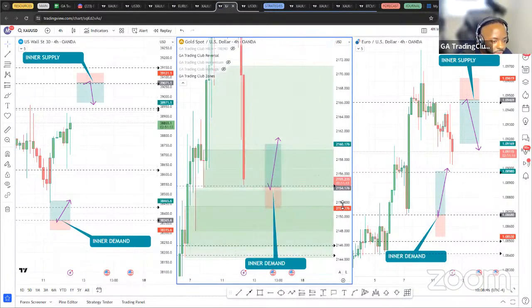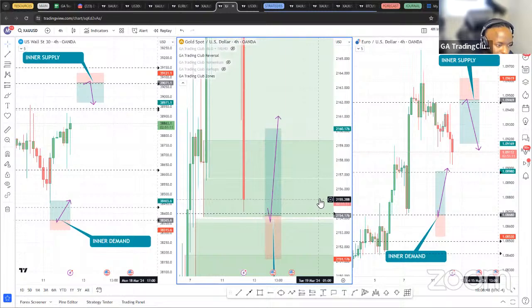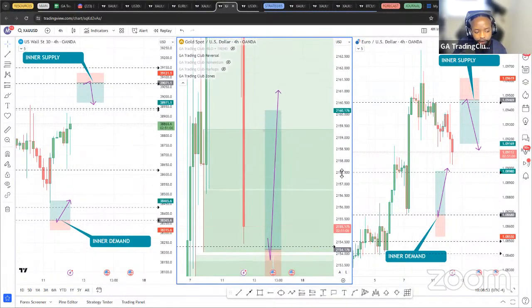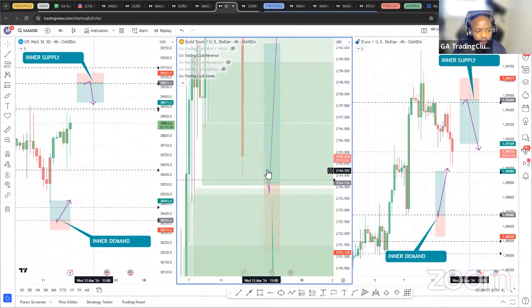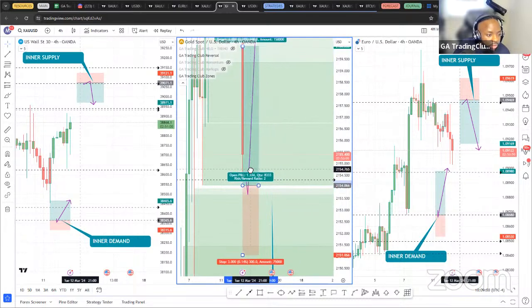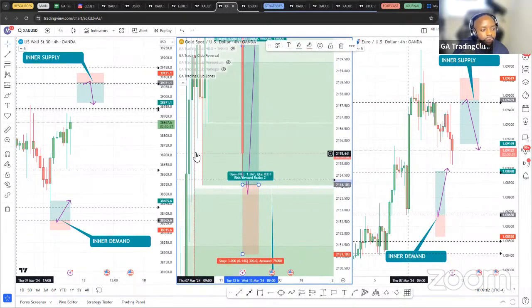Or did it? Let's see. No, so ideally the most optimal zone is that low, right? The low of that zone. So that's why my entry is right there. Somewhere around 2154.1.